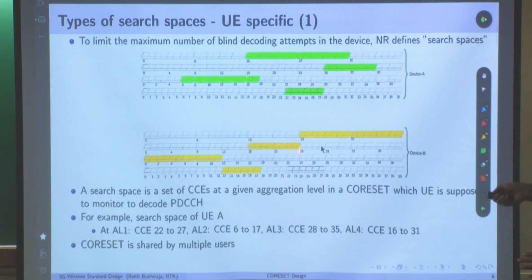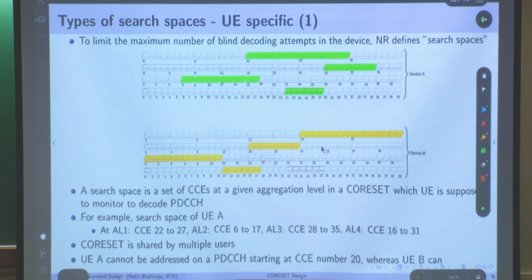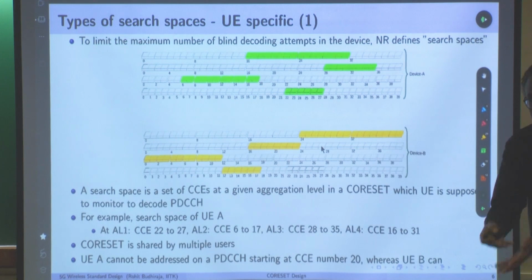Of course, there are these questions. We'll see there are certain things happening over here. So just for example, these are 2 different search spaces for 2 different UEs. What are we saying here? UEA cannot be addressed on a PDCCH starting at CCE number 20, whereas UEB can. So where is CCE 20? You see this. UEA cannot be addressed over here, whereas UEB can be addressed at what aggregation level? Aggregation level 4. Right? So this has been indicated to this user.